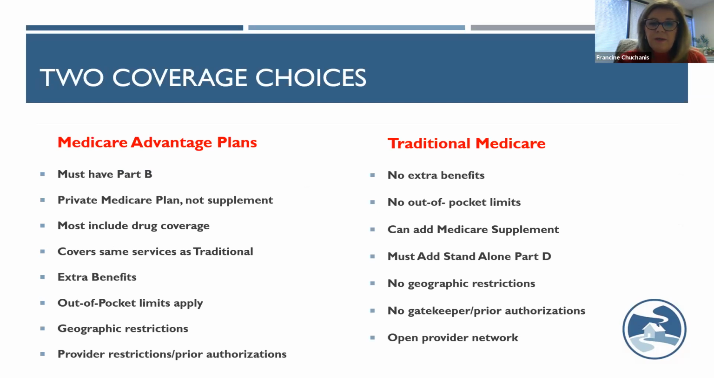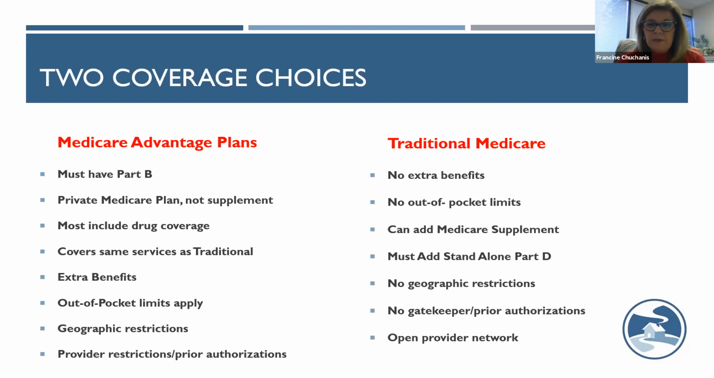When talking about Medicare, people often say that it's very confusing, and there are some very confusing things about Medicare. But when it comes to coverage, there are only two choices. You can choose to be covered by a Medicare Advantage plan, or you can choose to be covered by traditional Medicare. And there are advantages and disadvantages to both types of coverage.